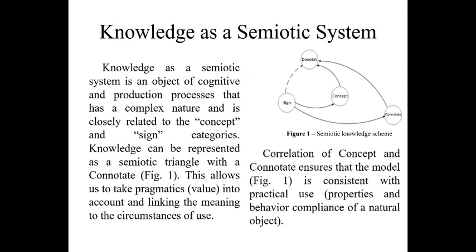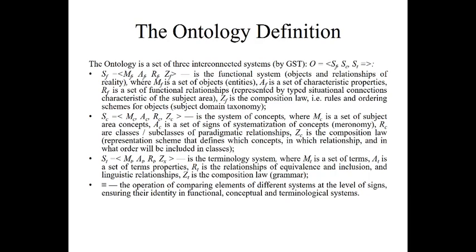Knowledge can be represented as a semiotic triangle with a connotate. This allows us to take value into account and link to the context of use. We define ontology as a set of three interconnected systems by the general systems theory. That includes the functional system, the system of concepts, and the terminology system.